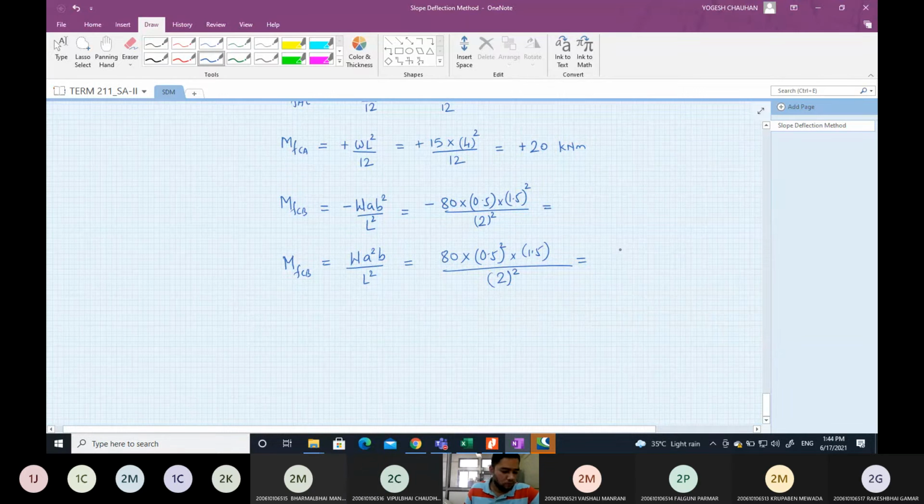$22.5. How much? 22.5. So minus 22.5 kilonewton meter. What about this value? 7.5 kilonewton meter.